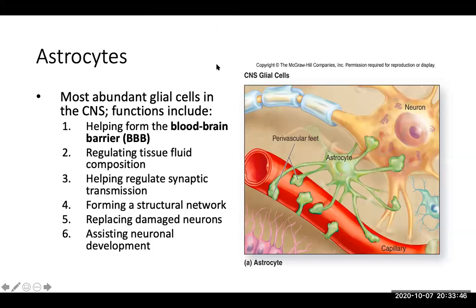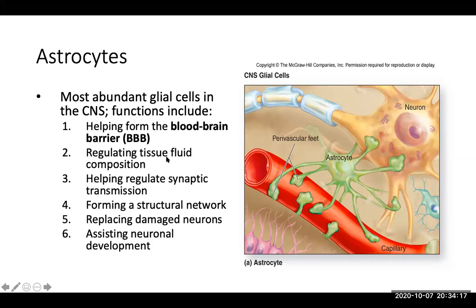Astrocytes are the most abundant glial cell in your CNS. They form a blood-brain barrier, and we'll talk about how they do that. They have little tiny green perivascular feet that wrap themselves around blood capillaries. So they will only allow certain things to come out of the blood capillary into the brain tissue, and that's what we call the blood-brain barrier. Certain things can pass through the blood-brain barrier, like nicotine and some drugs.